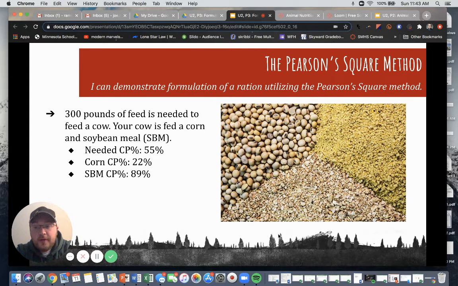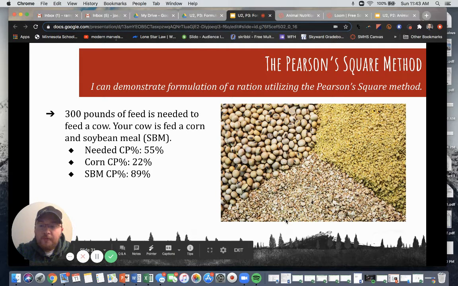Okay. 300 pounds of feed is needed to feed a cow. Your cow is fed a corn and soybean meal. It needs 55% crude protein. The corn supply is 22%, and the soybean meal provides 89%. So I want you to figure out how much corn and soybean meal is needed to produce the 55% desired goal that we have. So hit pause, work through this problem, figure out how many pounds of each are needed, and we'll check your work.